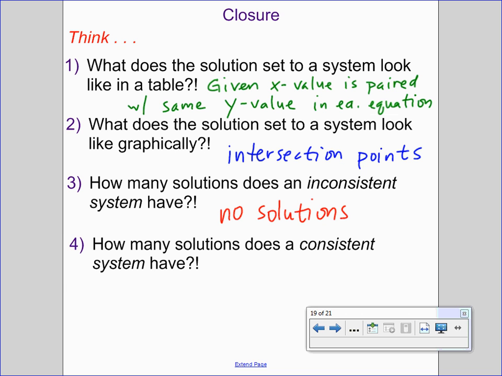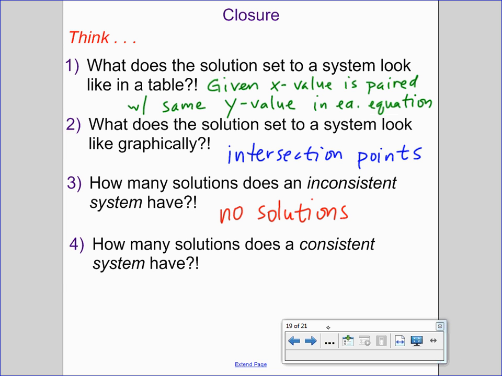How many solutions does a consistent system have, right? So a consistent system, how many solutions does that have? Maya? One or more. One or more, absolutely. Could have one, could have 17. Could have an infinite number. All it takes is one solution and it's now a consistent system. Good job. So one or more is perfect.